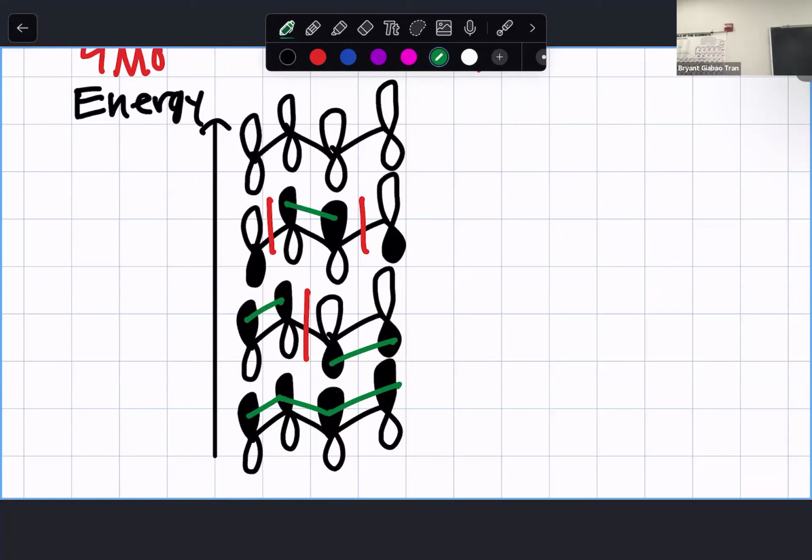In the last one here, the one with the highest energy, we are going to have 3 nodes separating all of these p orbitals. All of these p orbitals here will be out of phase with each other. No electron flow. Right? That makes it the least stable, making it have the highest energy.